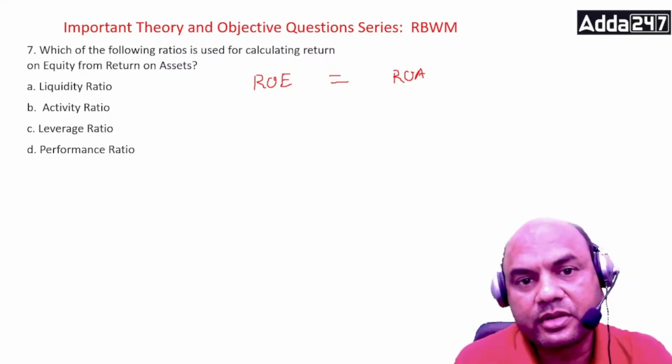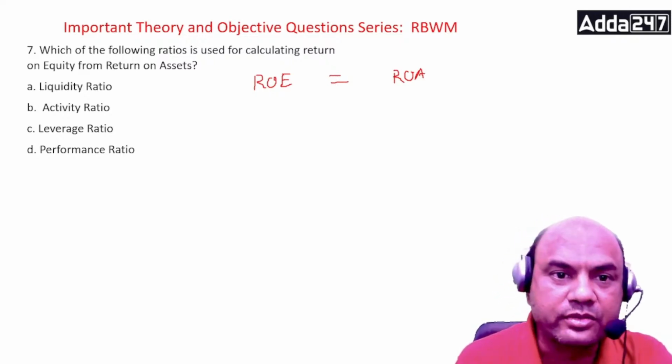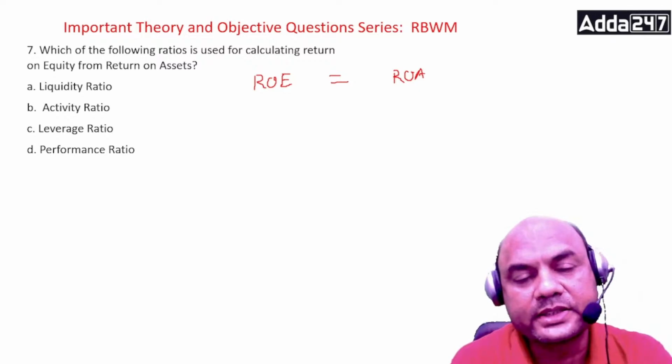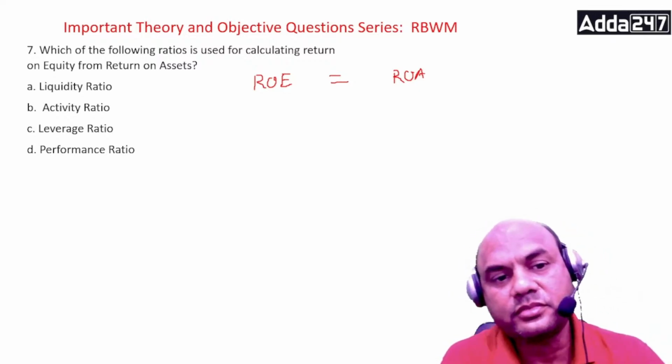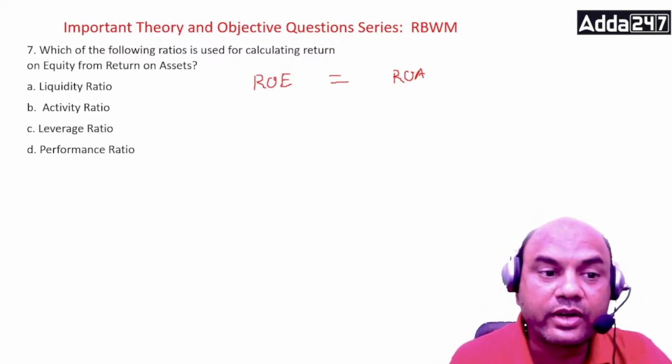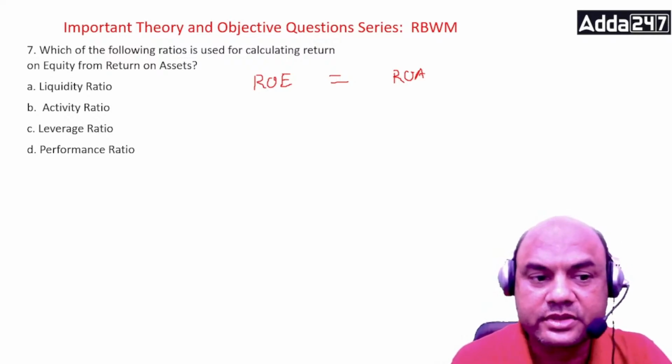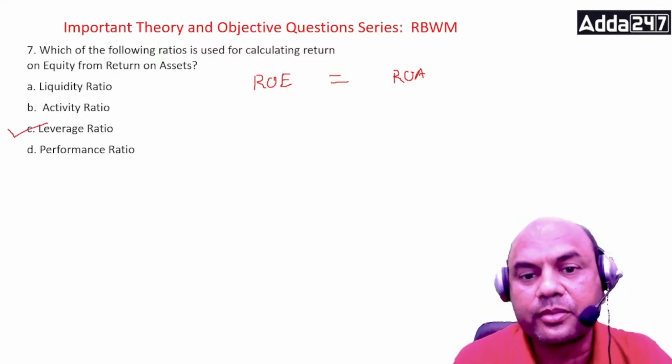Liquidity ratio means liquid ratio, the acid test: quick assets upon your current liabilities. Activity ratio means all these turnover ratios. Okay. Leverage is the right answer. What is the formula for leverage ratio?